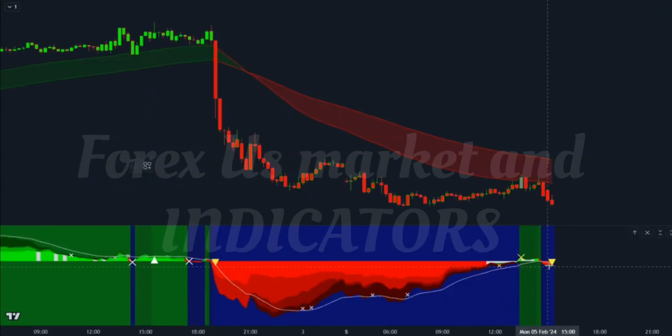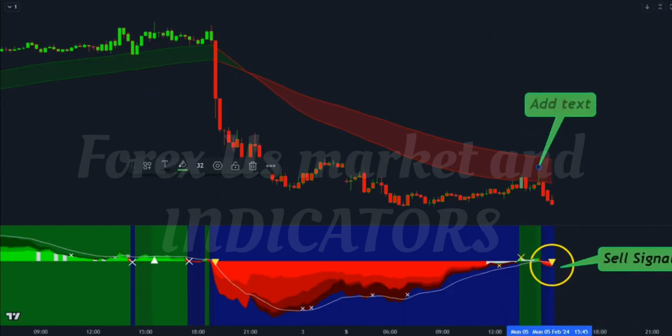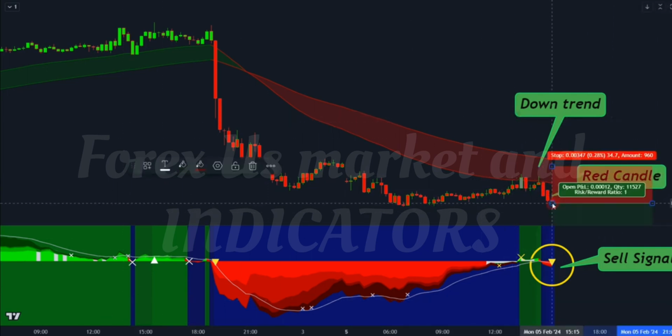Now, selling, short trade, follows the same logic, just flipped upside down. We wait for a sell signal from the Ichimoku and confirmation from the price closing below the MA ribbon R2. Stop loss and risk reward work the same way too.